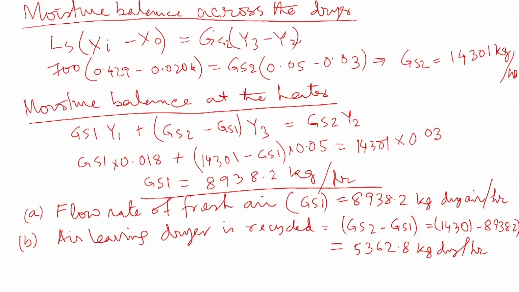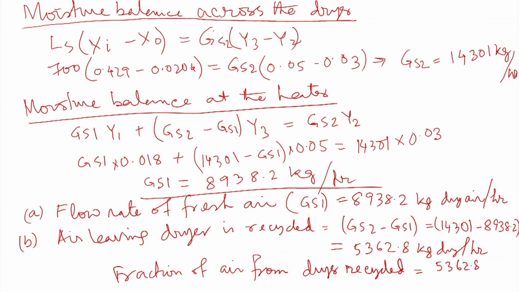And then the question is the fraction of the air from the dryer that is recycled. The fraction of air from the dryer that is recycled is equal to 5,362.8 divided by the total entry, 14,301, into 100. So that is coming out to be 37.5%. This is another answer.